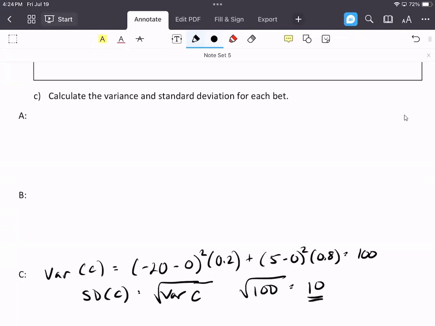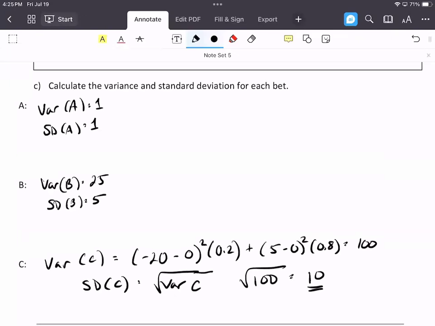Now you should do the same steps for A and B, and I'll give you the check figures. If you have any problems, please come to office hours to get some help. So hopefully, please take a moment and check your answer.